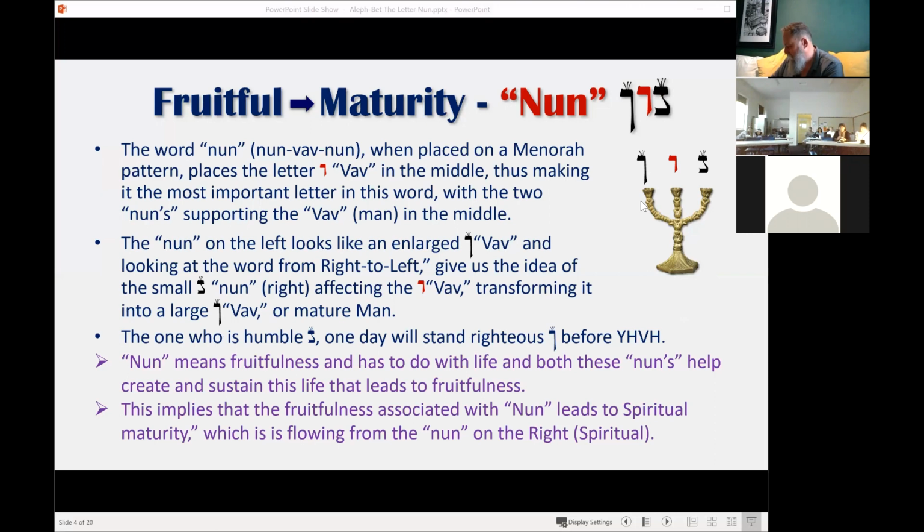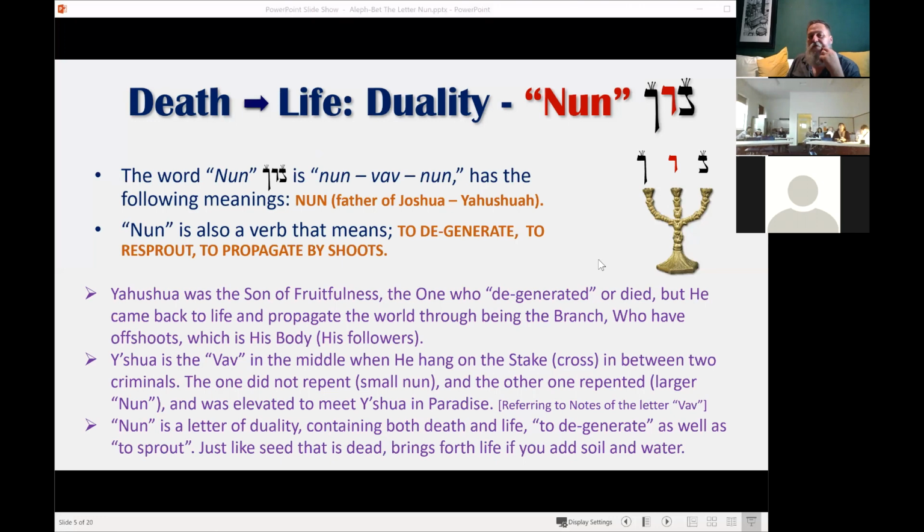So moving to the next slide, still on the menorah pattern, we look at the word Nun. Now Nun is first found where it's described as Joshua being the son of Nun. That's an interesting concept in itself, because Joshua, when you write or read it in Hebrew, is actually the word Yahushua, which is the most accurate pronunciation of Yeshua's name in a Hebrew form. And if you translate that directly, it means that Yeshua is the son of fruitfulness, because that's what the Nun represents.